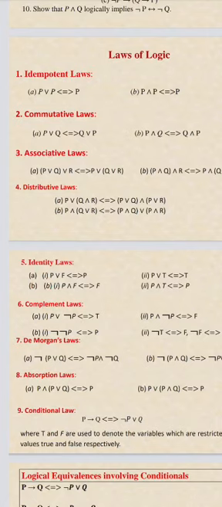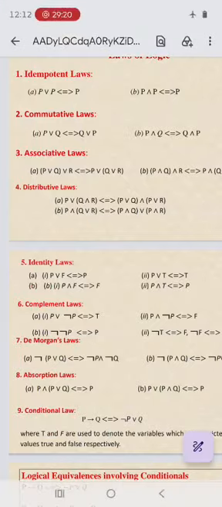Then associative law: (P or Q) or R is equivalent to P or (Q or R). Take the three statements P, Q, R. On one side, the bracket is written on the first two statements. On the other side, the bracket is used on the last two statements. The other formula uses the and symbol, and it is the same for us.